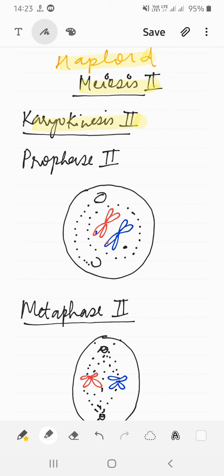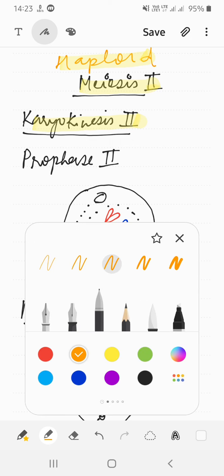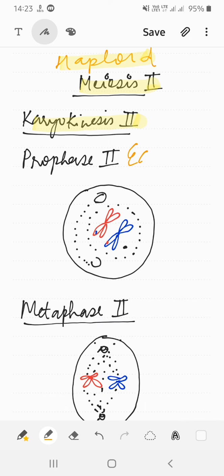Now we will have another sequential division, that is meiosis 2, karyokinesis 2, having the stages prophase 2, same as in mitosis. It is an equational division. Again the shortening and condensing of the chromosomes takes place as in mitosis, and the sister chromatids are there. Now no non-sisters are there, they are the sister chromatids.